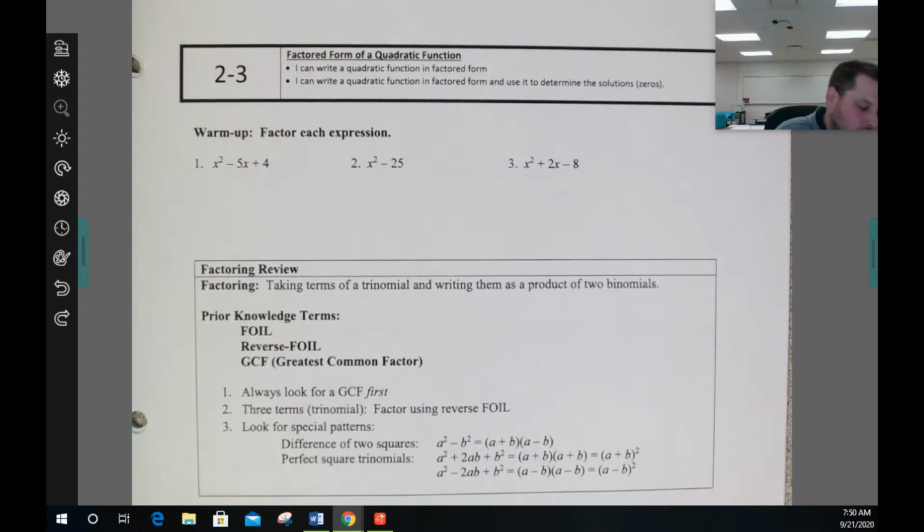All right, so section 2.3 is going to be a bunch of review, especially for what we did for the first week of school. It deals with all factoring, so hopefully by now you're getting pretty good at it. If not, you're going to have tons of practice today to get good at it. As always, make sure if you have any questions to ask me for help, because otherwise it's kind of hard to help you out.